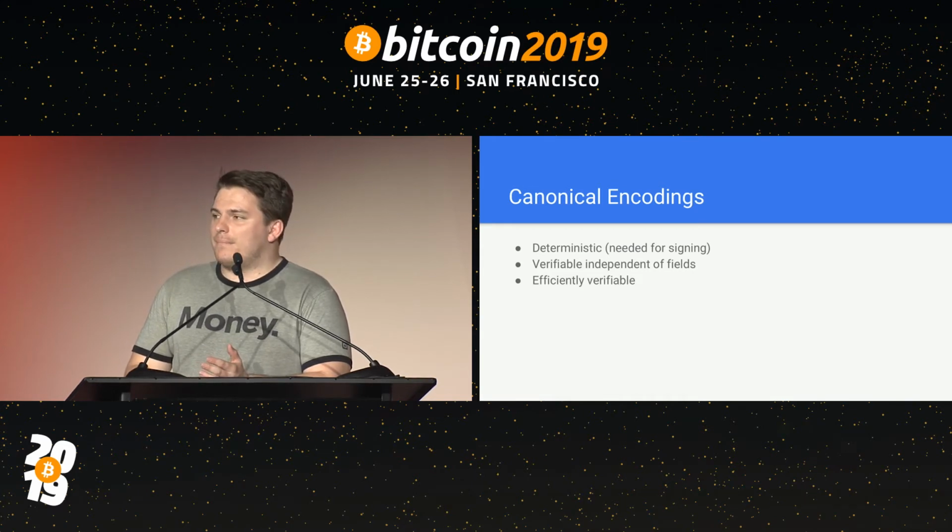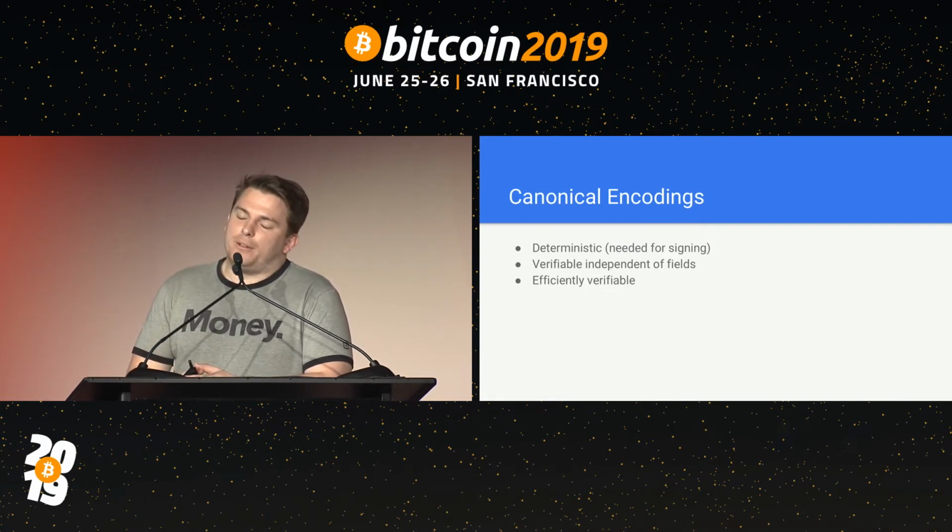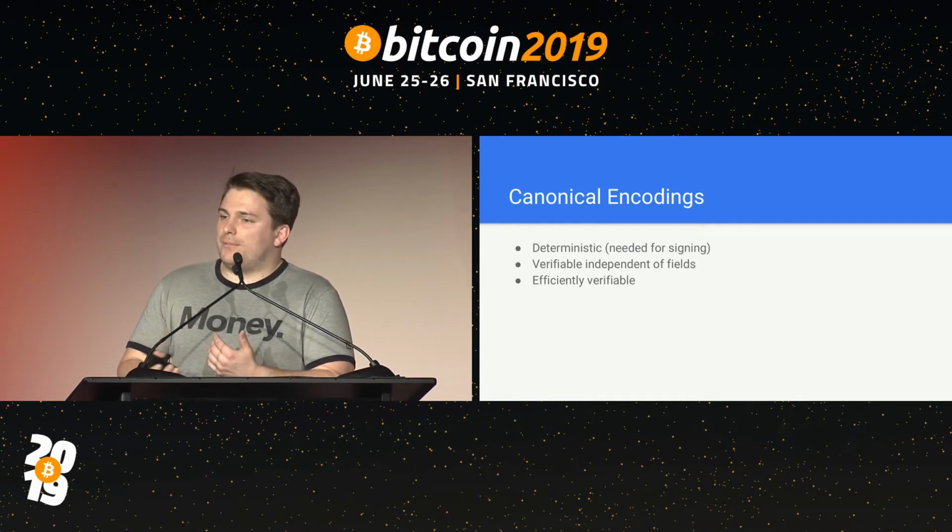Actually, if you look at very early Lightning prototypes, the network itself used protobuf as the main message serialization format. And we quickly realized that this was going to be an issue when it came to these signatures, because different versions of protobuf allow these reorderings and they're not deterministic.